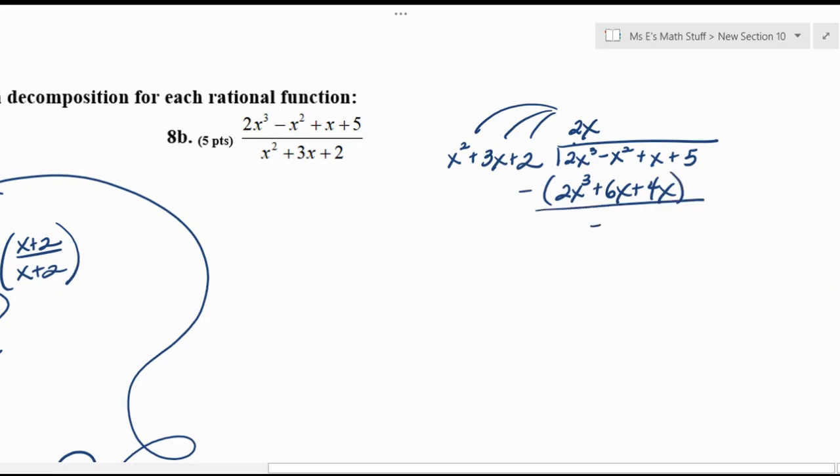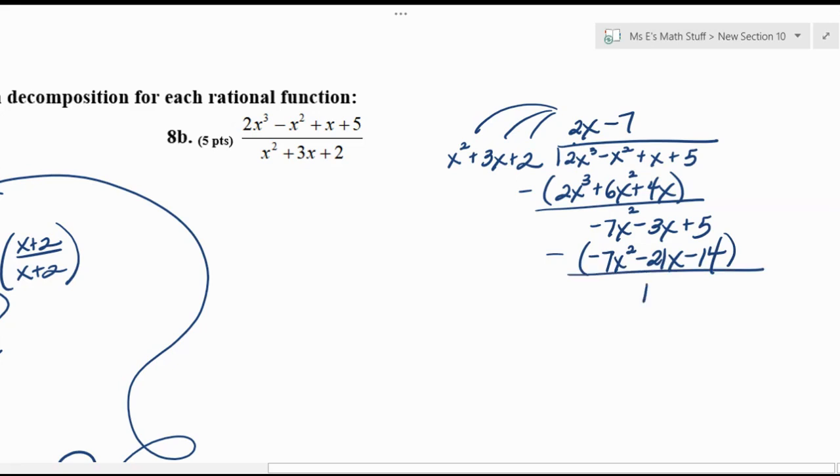What would that be? Negative 7x squared minus 3x, and then plus 5, and then minus 7. Oops, squared. Sorry, guys. There we go. 7x squared minus 21x minus 14, and then subtract the whole row. Looks like we get 18x plus 19. Sorry, that doesn't look very nice. 18x plus 19. Okay, so what do we now know?